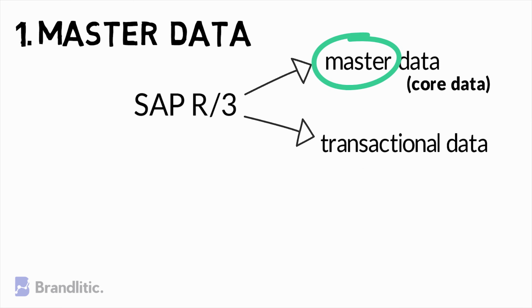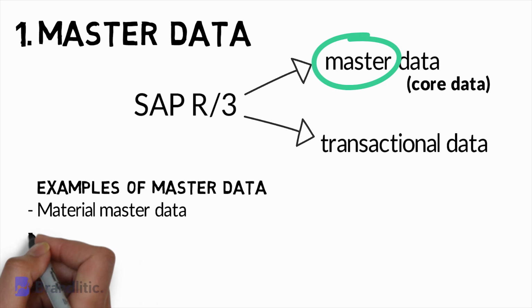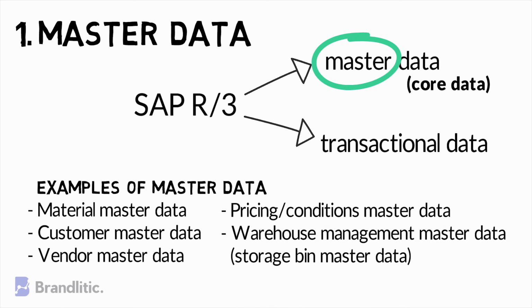If you are producing, transferring stocks, selling, purchasing, doing a physical inventory, or whatever your activity may be, it requires a certain amount of master data to be maintained. Some examples of master data include material master data, customer master data, vendor master data, pricing or condition master data, and warehouse management master data. We also call it as storage bin master data.